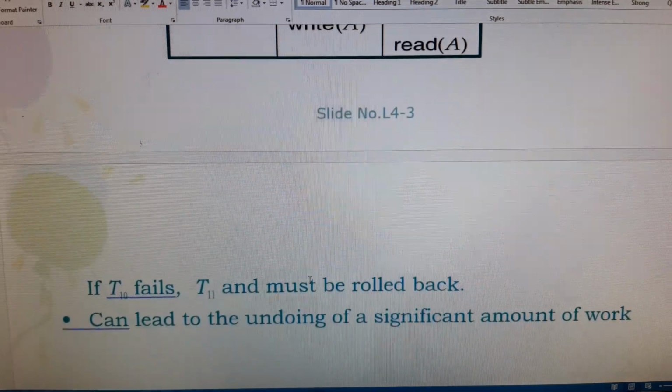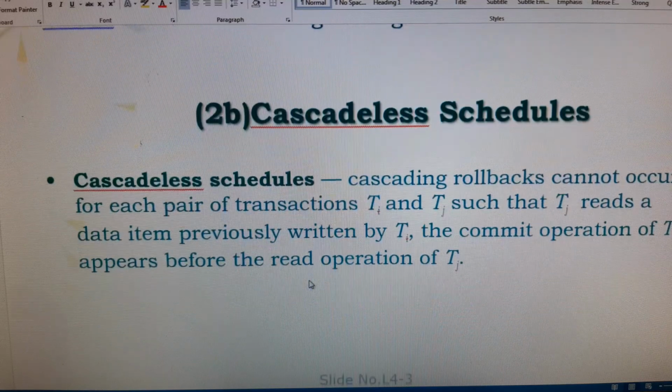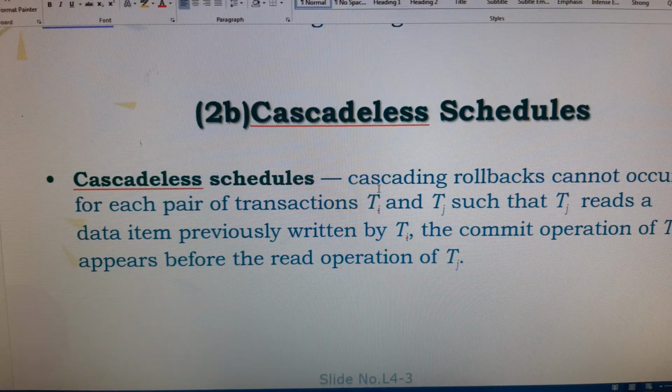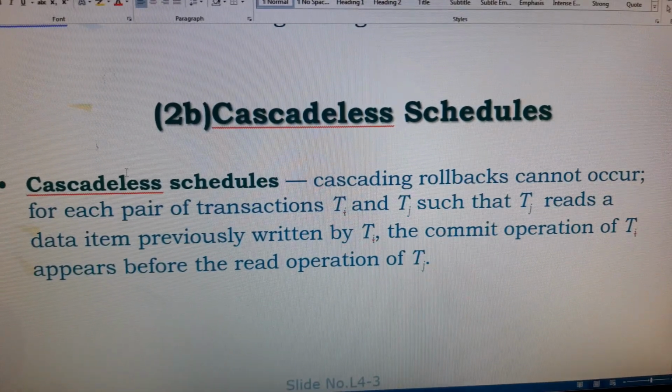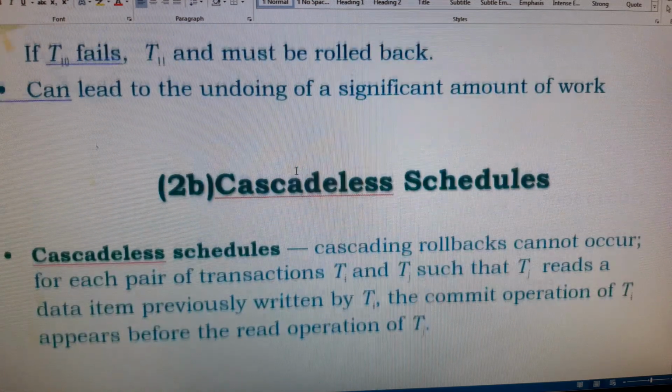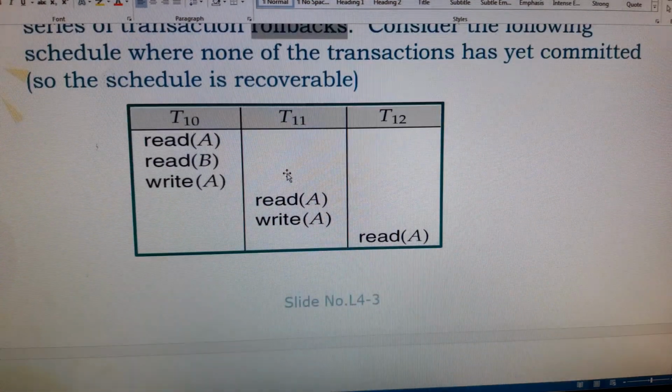And next, one more schedule is here. You can observe the second type of method, the cascadeless schedule. So here, in this case, the cascadeless schedule. Before that, what we have observed here is there is no commit. So T10 has no commit, and T11 and T12 are both executing here. It is aborted in this case.